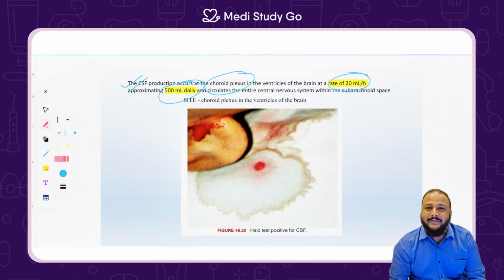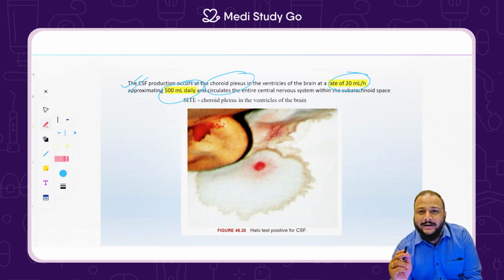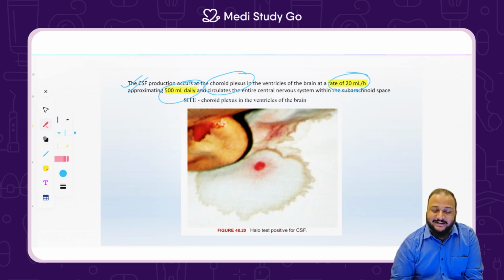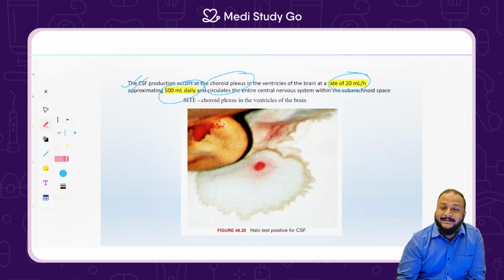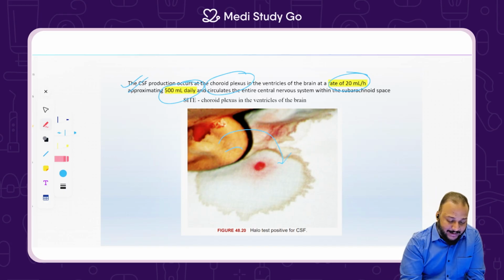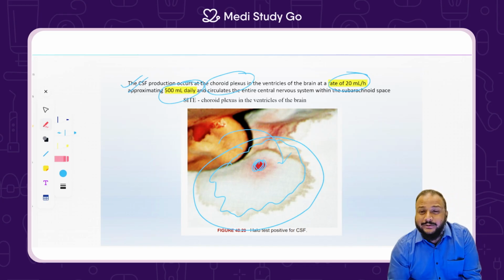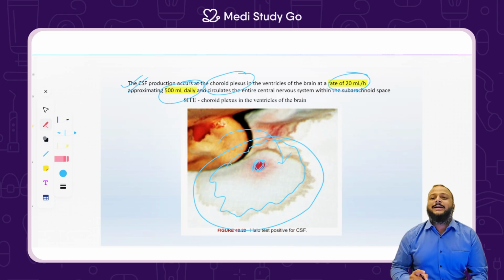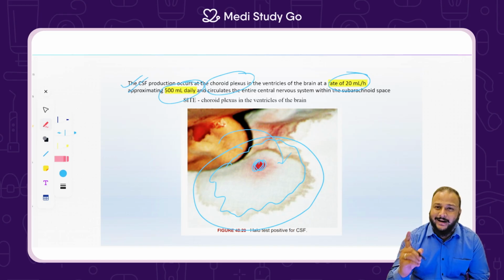So CSF is not something that is to be taken lightly, because half a liter of the volume of your body is CSF. Okay, now the CSF, which is supposed to stay inside the brain, when it comes out of the nose along with some blood, always remember there is something called a halo sign, where the blood will pool up in the center and the thick CSF will be around the blood. If this is something that you see on a patient's pillow in a maxillofacial trauma ward, immediately go for a neurological reference. Why? Because this patient has a cerebrospinal rhinorrhea.